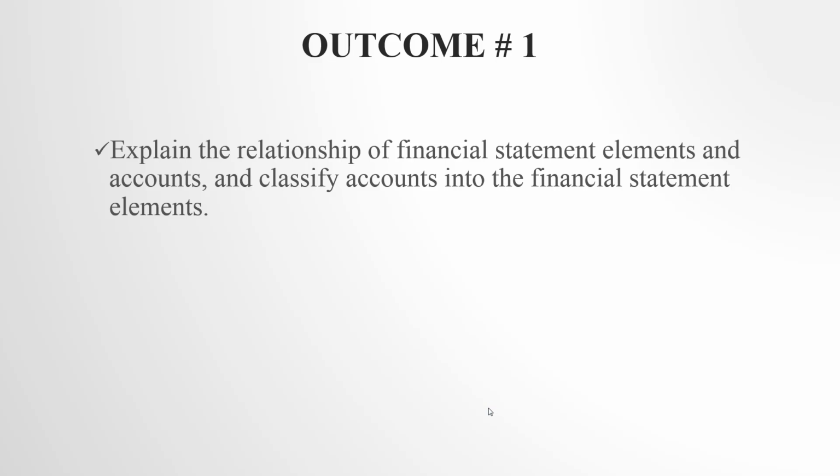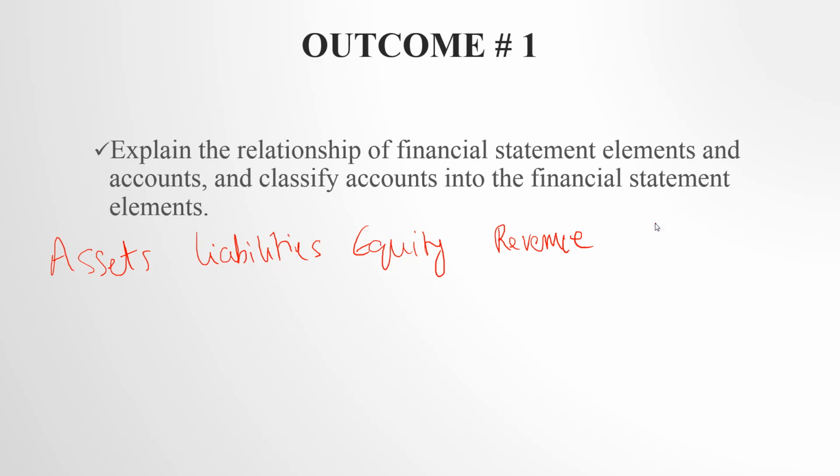Now, what are financial statement elements? These are items such as assets, liabilities, equity, revenue, and expenses reported on the financial statements. Accounts are the individual records of changes in these financial statement elements.